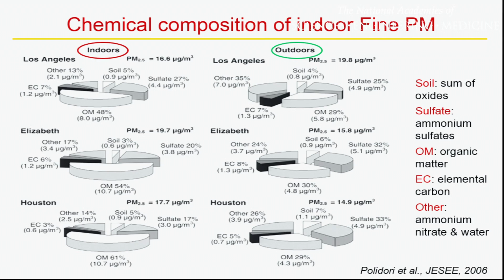So in the case of Los Angeles, outdoors, 29%, indoors, 48%. Elizabeth, New Jersey, outdoors, 30%, indoors, 54%. Houston, Texas, outdoor, 29%, indoor, 61%. A large reason, a significant amount of this increase is due to partitioning, to this outdoor PM acquiring SVOCs as it's transported indoors.